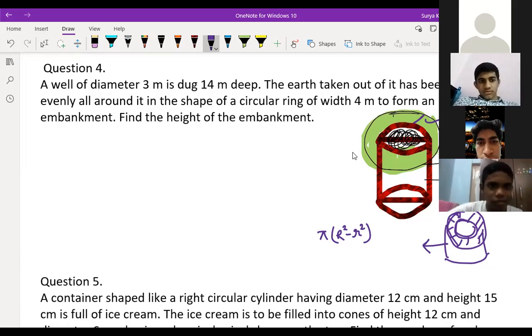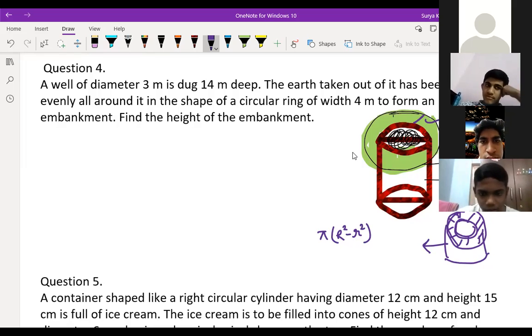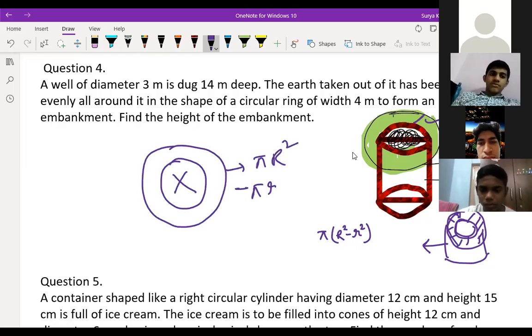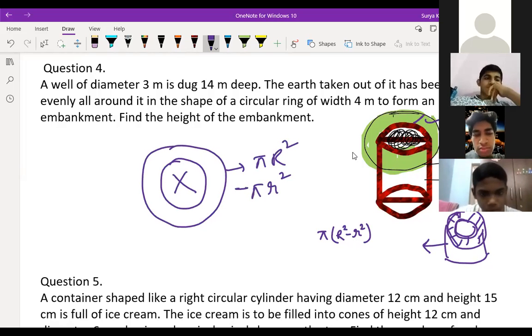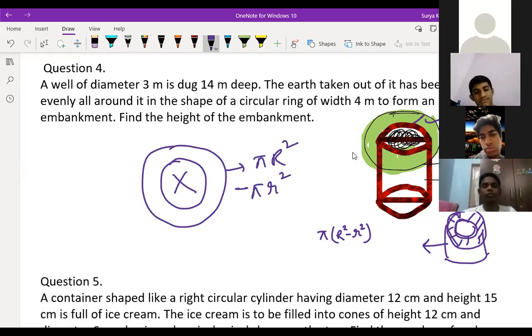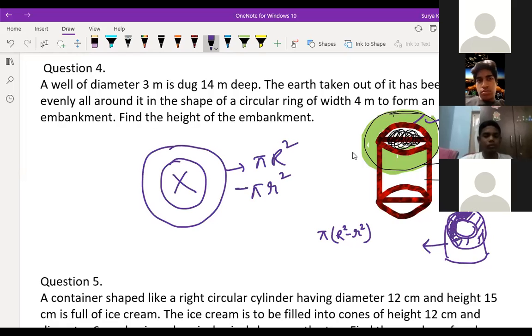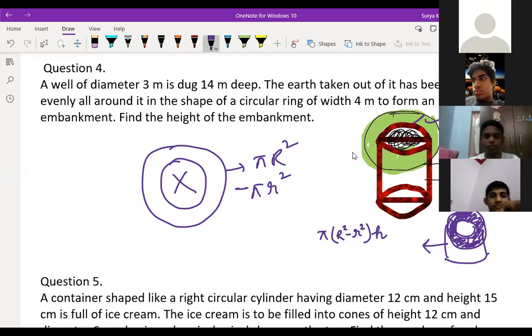See, this is the big circle area, pi R squared, and we don't want the inner part, which means we should subtract pi r squared. That's it. Understood? So we get the area of this top part, this whole part. And if you multiply by h, you get the volume of the embankment.